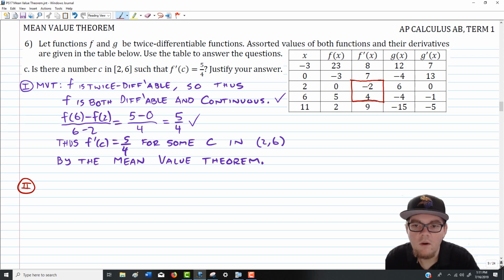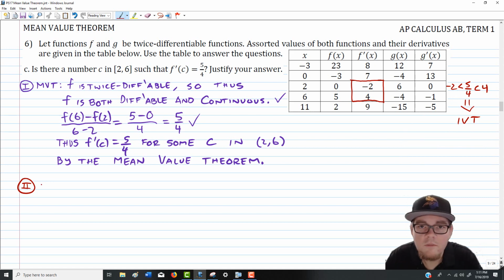So I noticed that going from -2 to 4, 5/4 is in the middle. So basically this is my notice, that if we're going from -2 to 4, 5/4 falls in the middle there. So this makes me think of the intermediate value theorem. If we could just guarantee that it was in there and we had a continuous function, we could guarantee it. So here's my thought here. We could also use an IVT approach.